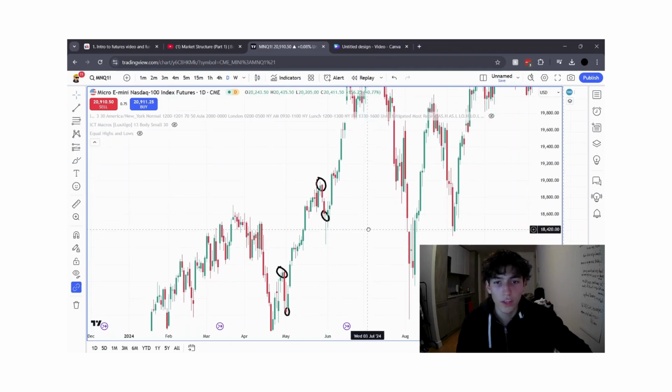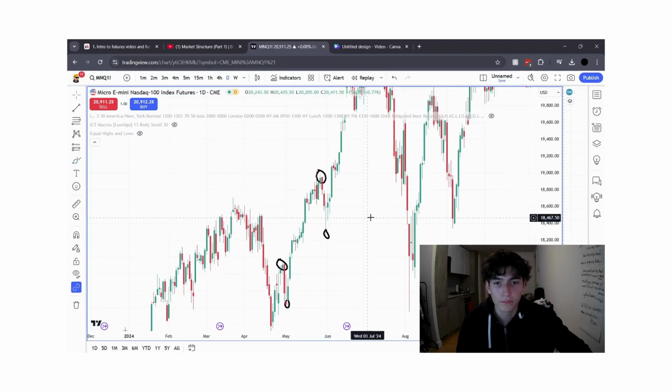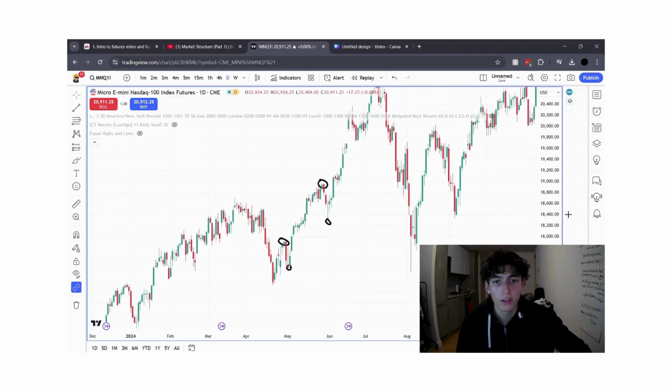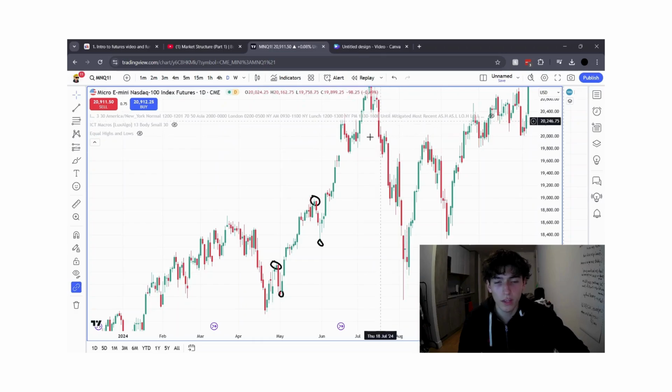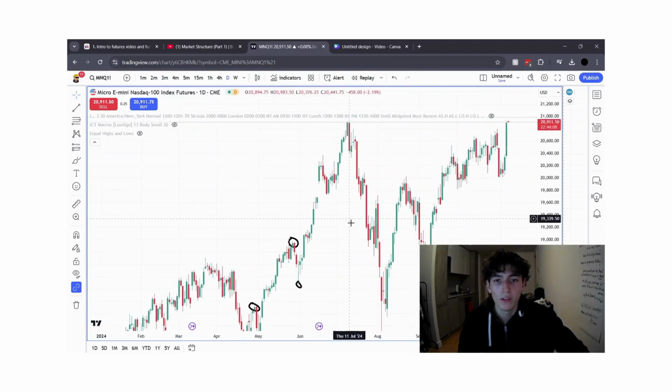Now, for this, you would count the wick as the low. So I would put the low here. But for it to actually change in structure, the body needs to close below the previous higher low. And I'll explain that to you guys up here. So what does it do? Keeps going up, up, up, higher high.